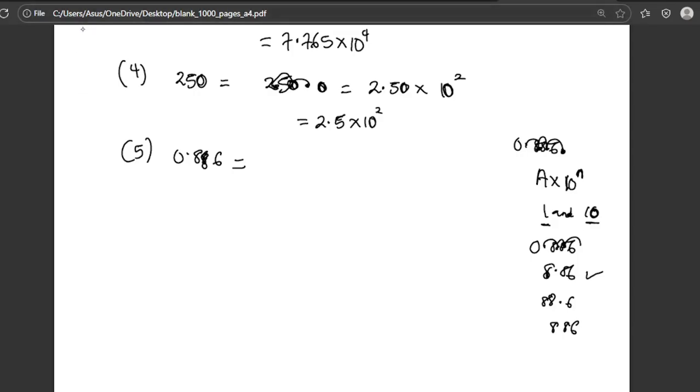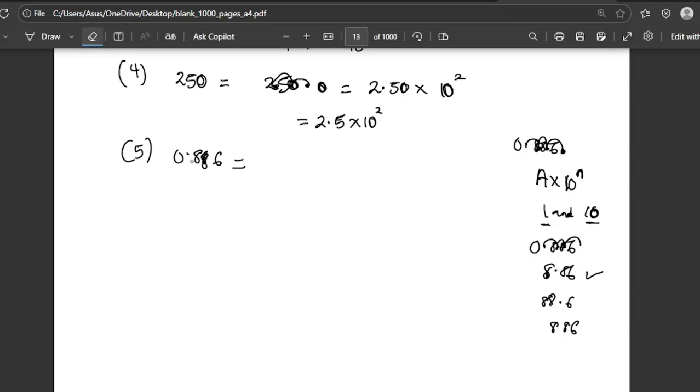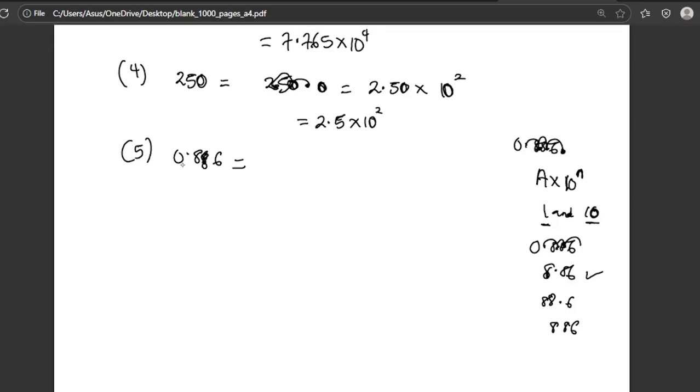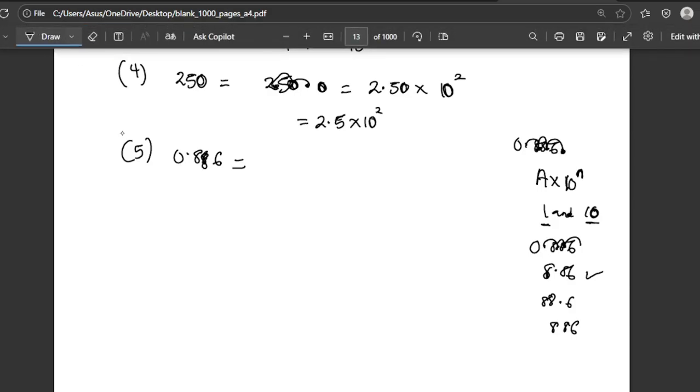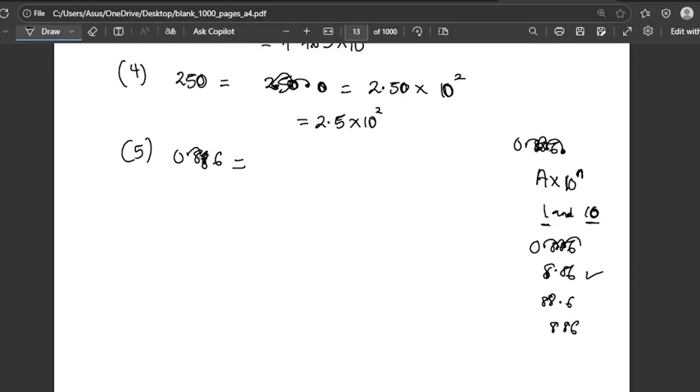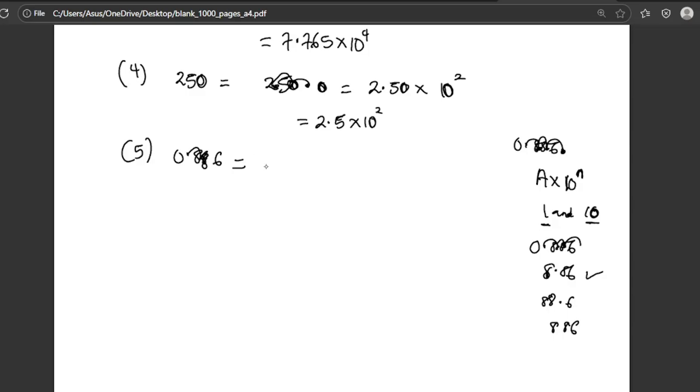That's telling us that in this case, we have to move the decimal point just once. That's the first one. So we have 8.86 times 10 to the power of 1, is it plus 1 or minus 1? It's minus 1, because the original number I converted to standard form is a number less than 1. That makes the power negative and not positive.